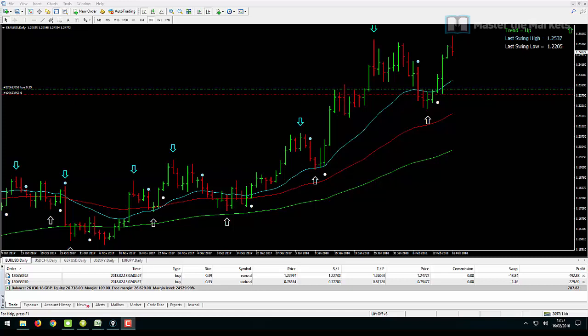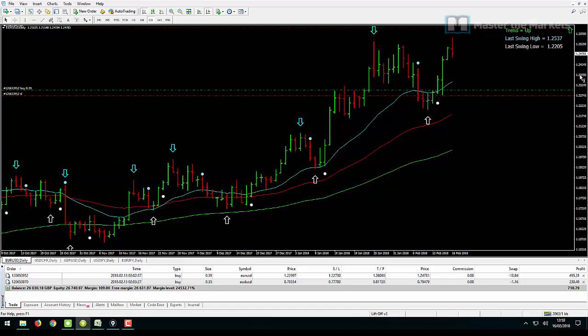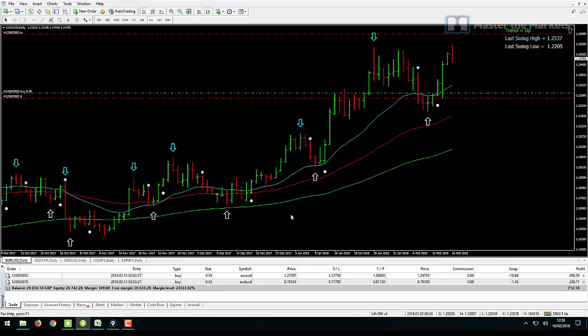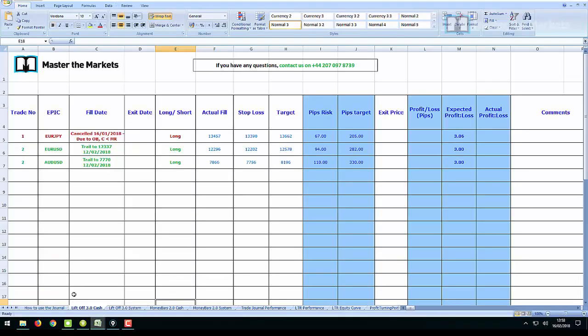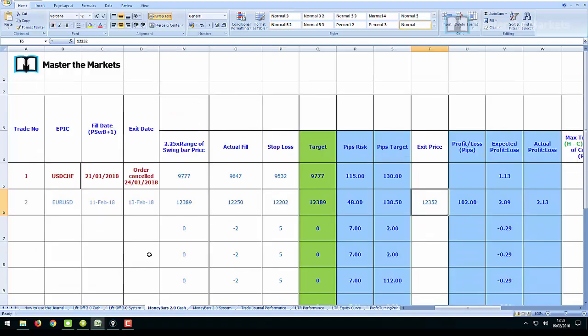So let's kick off by looking at the live trading room and the closed positions for the trades that we've taken this week so far. If I refer to the live trade mentorship journal, you can see here I'm on the Liftoff 3.0 cash tab, and that's because that's the current set of trading strategies that are running. I'm going to go over to the Money Bars 2.0 cash tab to start with.